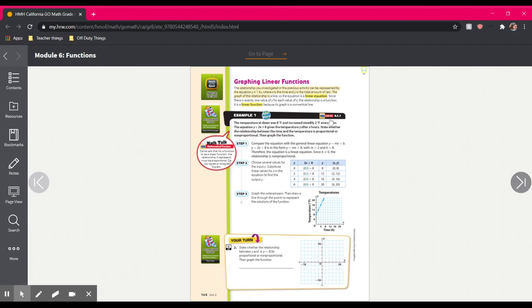So we're going to go on here to graphing linear functions. The relationship you investigated in the previous activity can be represented by the equation y equals 1.5x, where x is the time and y is the total amount of rain. The graph of the relationship is a line, so the equation is a linear equation. Since there is exactly one value of y for each value of x, the relationship is a function. It is a linear function because its graph is a non-vertical line.